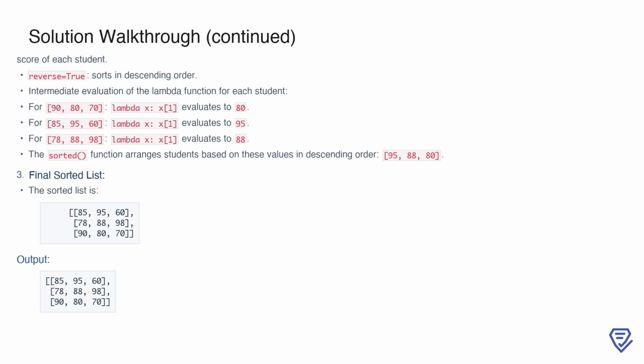Since the reverse equals true parameter is set, the sorted function arranges the scores in descending order. This results in the final sorted list: 85, 95, 60, 78, 88, 98, 90, 80, 70. The output matches the sorted list, showing the students ordered by their second subject's score from highest to lowest.